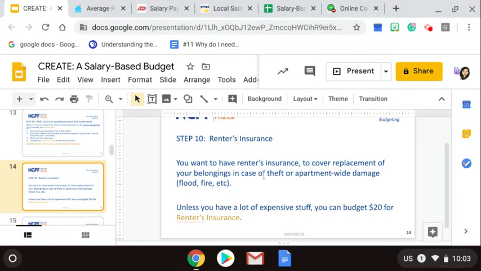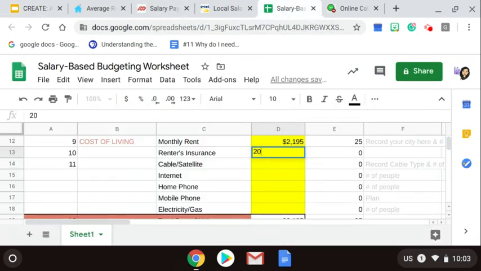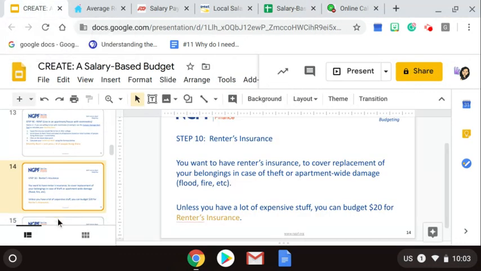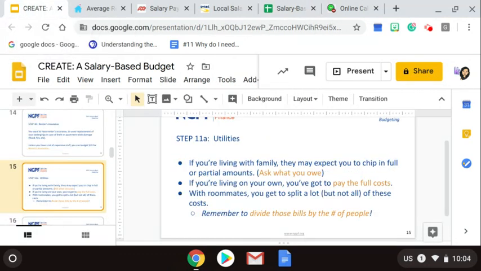All right, so step 10, renter insurance. According to here, you need rental insurance and it's $20. So you just put $20. Okay, now cable. Let's look over here. I don't have cable.